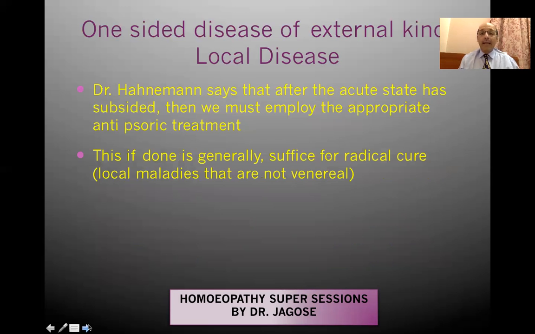Dr. Hahnemann says that after the acute state has subsided, then we must employ the appropriate antipsoric treatment. So whenever the acute exacerbation has subsided, you always give the appropriate antipsoric treatment. If done, it is generally sufficient for radical cure. So he says that if you follow my instructions, then radical cure will definitely take place and it will be more than sufficient. So of course, he says this is for local maladies that are not venereal.